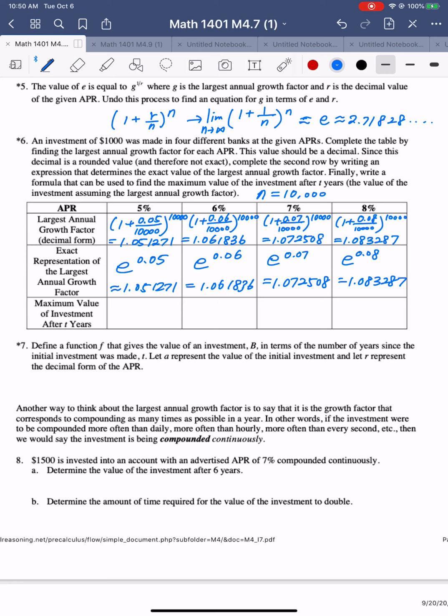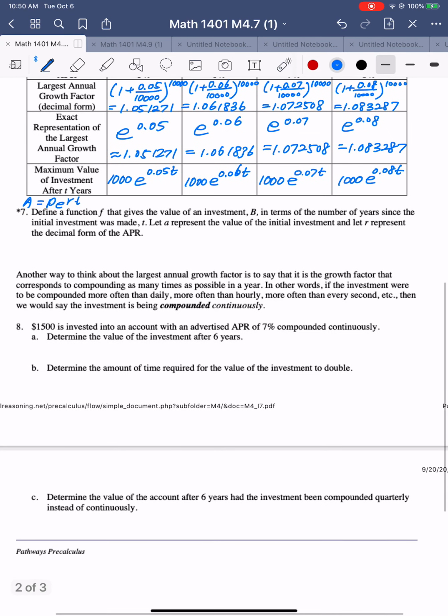Okay, so now we can make the formula. The amount will be P e to the RT. So our P is 1000, and then e to the R, which is 0.05, and t is just the years. So you get 1000 e to the 0.06t, then 1000 e to the 0.07t, 1000 times e to the 0.08t.